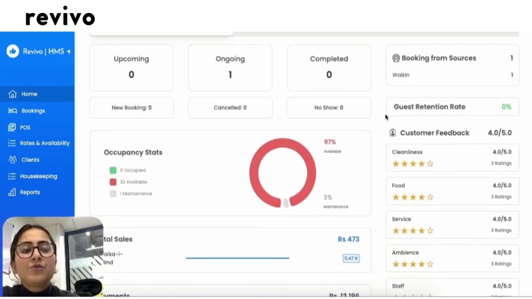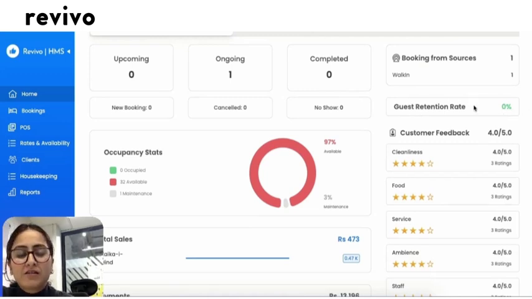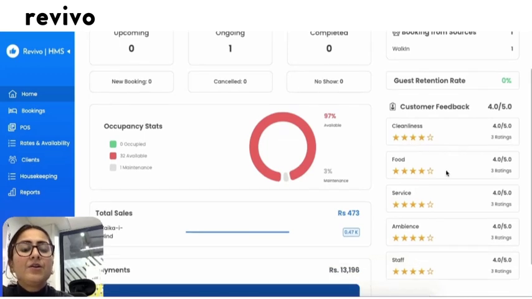From here, you can get to know about the guest retention rate. Many a times there are repetitive guests in our hotels, so from this percentage, you can get to know how many guests are repeating. From here, you can get to know about the customer feedback on your various services, like on cleanliness, food, service, ambience, staff, and that too on various platforms. So you can work accordingly on those functionalities.